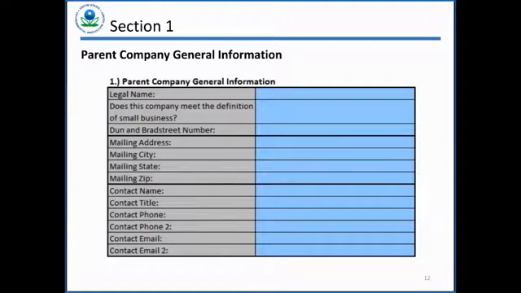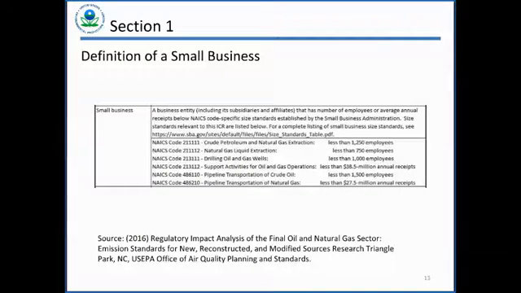The first section deals with some basic information about the parent company, mostly name and contact information. One question that respondents may have is how they can determine whether or not they meet the definition of a small business. The definition of a small business is available on the Definitions tab.